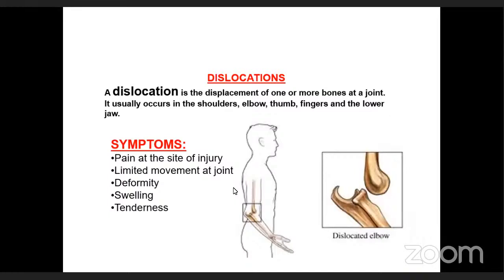What is dislocation? It is the displacement of one or more bones at a joint. It usually occurs in the shoulders, the elbow, the thumb, the fingers, and the lower jaw. All these places can have dislocation. All right. Then what are the symptoms? Pain at the site of injury, limited movement at the joint, deformity, swelling, then tenderness.